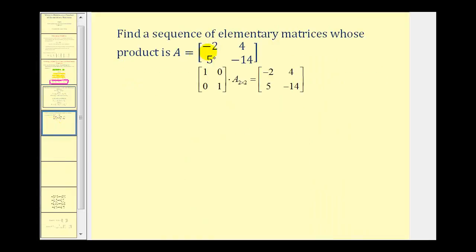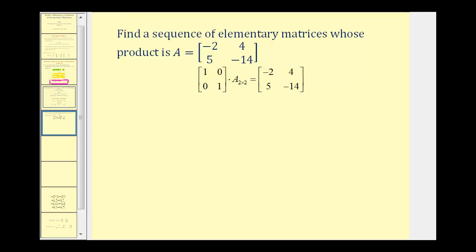We want to find a sequence of elementary matrices whose product is matrix A. So to set this up, we're going to start with this 2 by 2 identity matrix. If we multiply this by matrix A, we know we would obtain the given matrix. And now we're going to perform row operations on this matrix here to obtain the 2 by 2 identity matrix on the right. We'll perform those same row operations on this identity matrix here on the left.